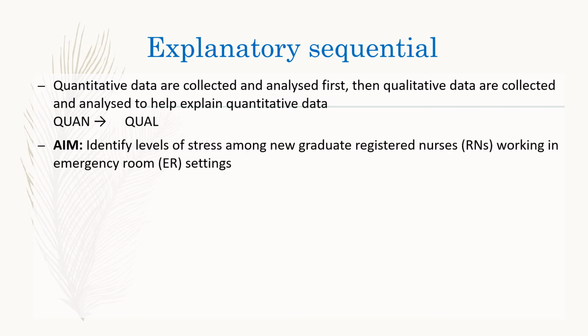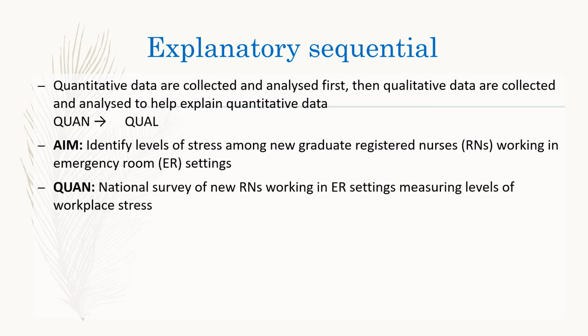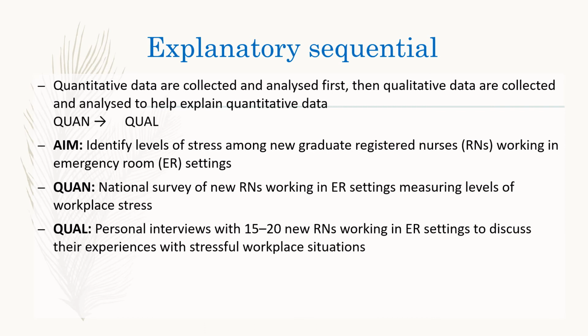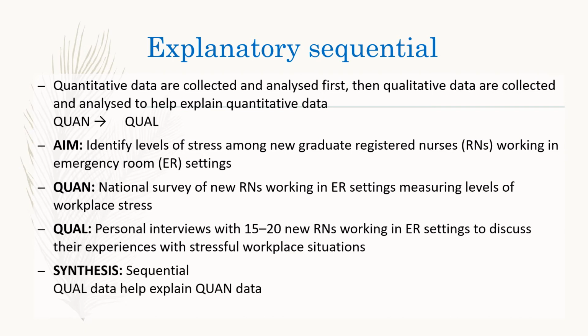An example: you want to identify the levels of stress among new graduate registered nurses working in the emergency room. So what is your quantitative? A national survey of new RNs working in ER settings measuring levels of workplace stress, followed by personal interviews with 15 to 20 new RNs working in ER settings to discuss their experiences with stressful work situations. So what is the synthesis here? It's sequential. Qualitative data help explain quantitative data.